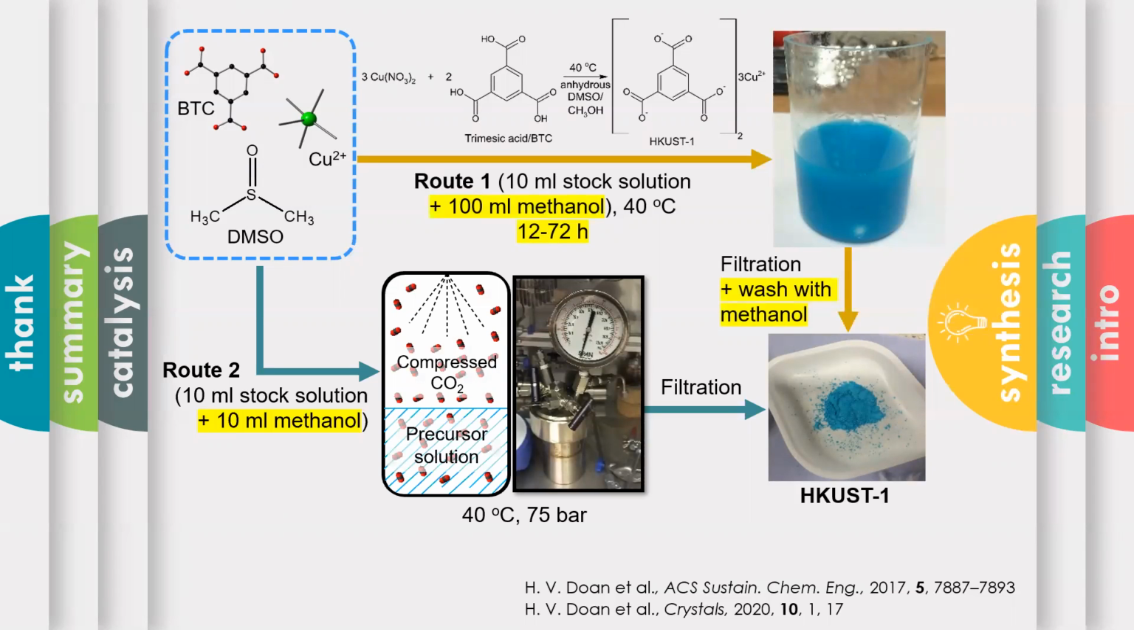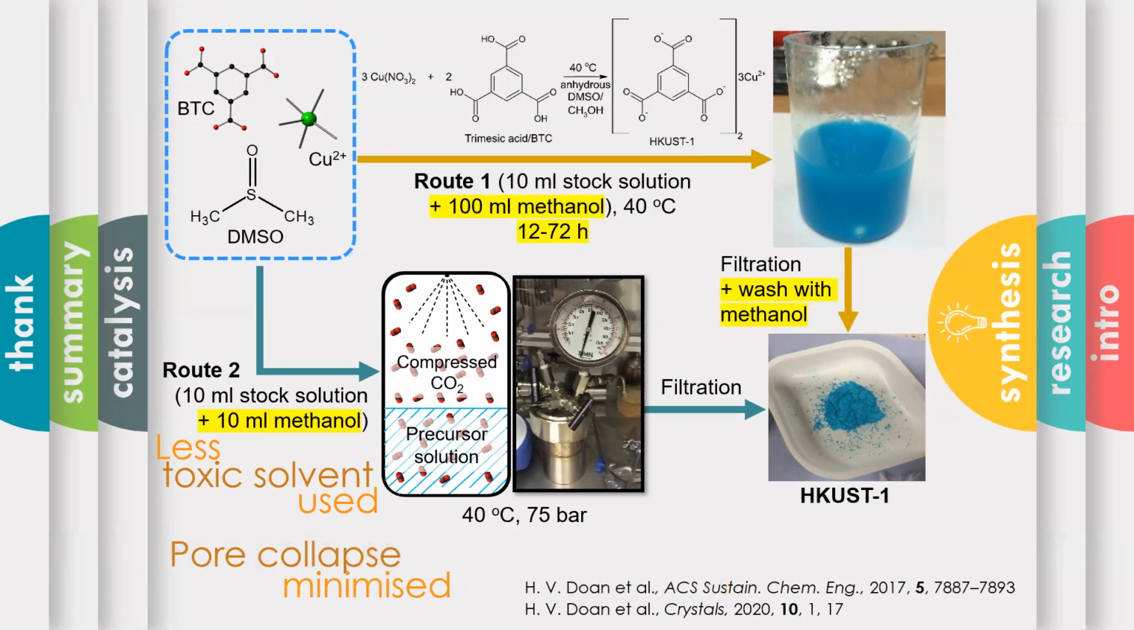In the CO2 method, we have demonstrated that we can trigger the nucleation and obtain HKUST-1 MOF with similar yield by adding only 10 minutes' worth of methanol rather than 100 minutes as we need in the conventional method. This finding can help to reduce the amount of toxic solvents, which is great for the green synthesis that we want to establish in the future of chemistry. Unlike other synthetic methods, using CO2 can minimize the risk of pore collapse during the washing step, which has been reported as a big issue in some MOF synthesis.